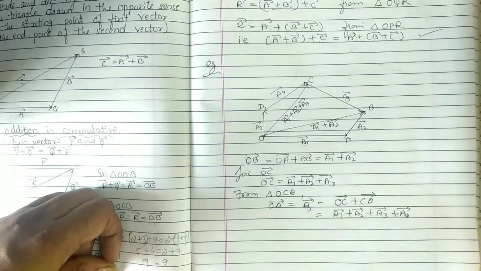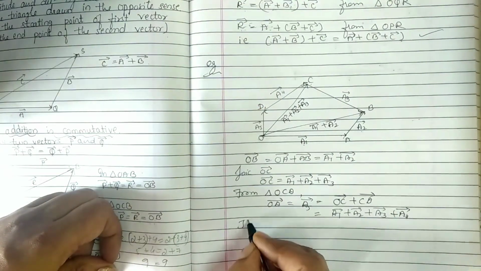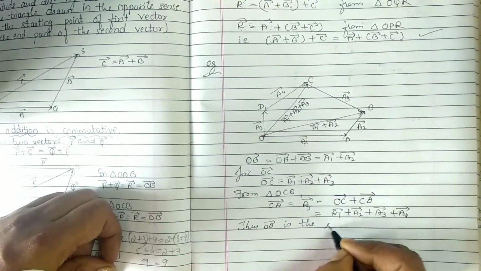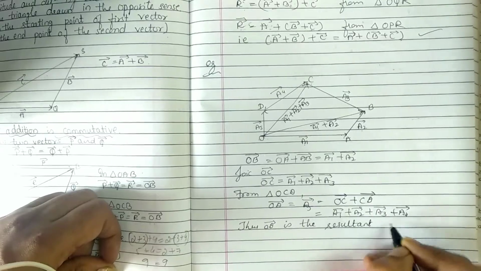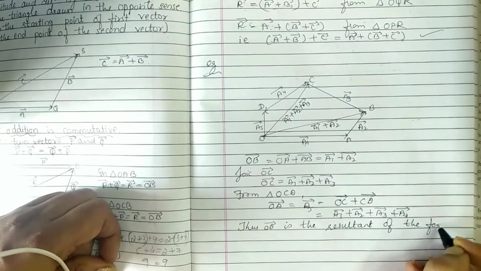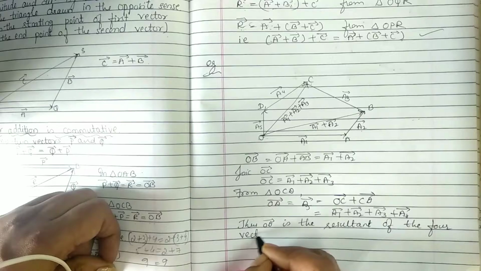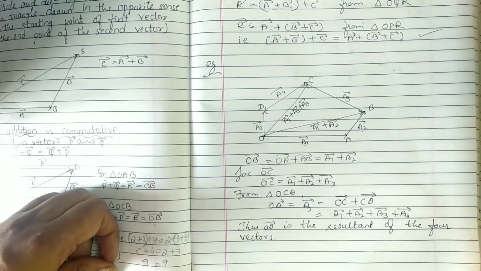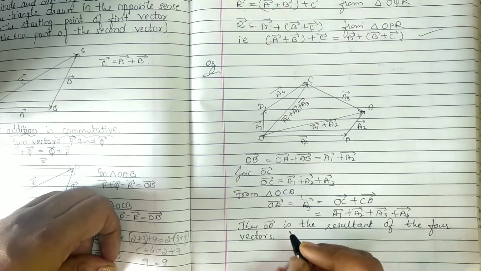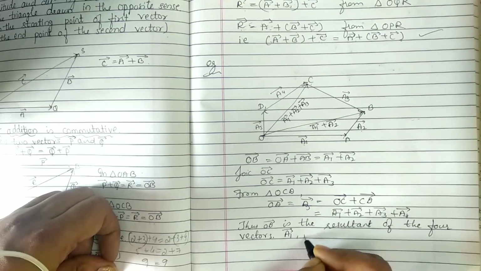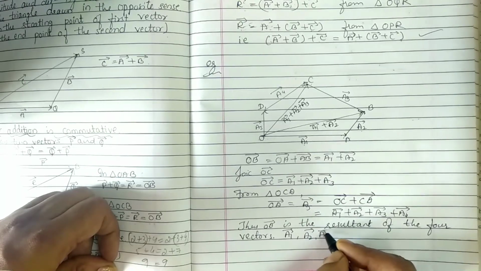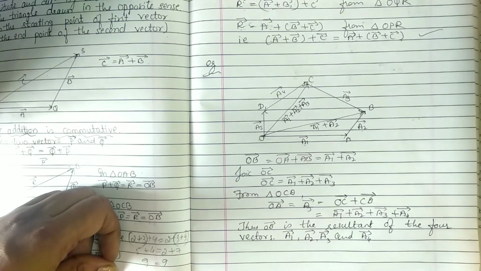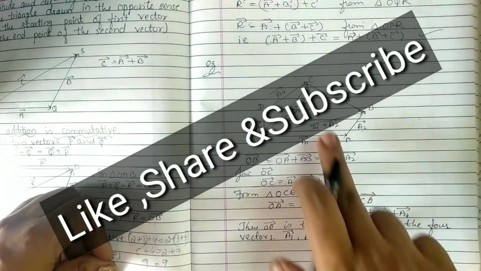So thus OD is the resultant of the 4 vectors. So what was the question? Find the resultant of 4 vectors. So this is the answer, that OD is the resultant of the 4 vectors. If you want, you can write A1, A2, A3 and A4. So this is the answer for this numerical.